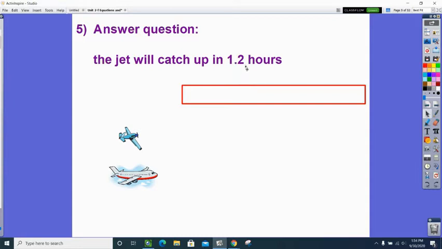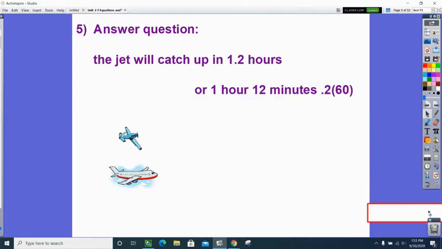So just remember, all you have to do is take that 0.2 times 60, and that will tell you how many minutes. So if you needed to use the clock time, you would have to convert that 0.2 to 12 minutes, 0.2 times 60. This question didn't require it, but I wanted to make sure I told you that.